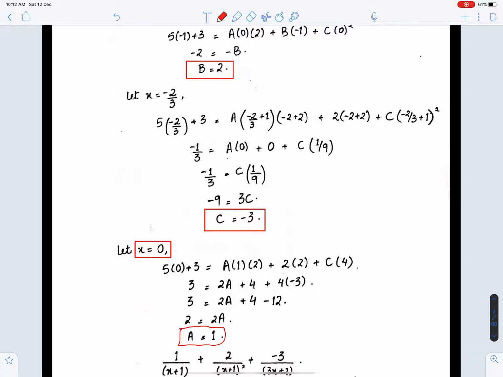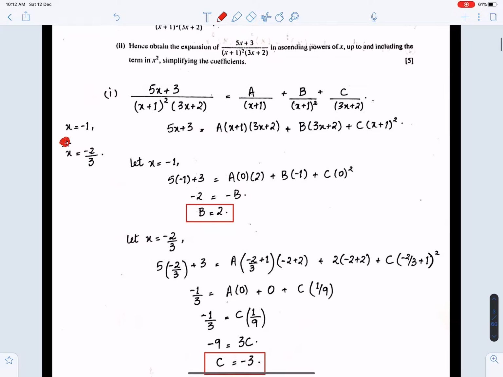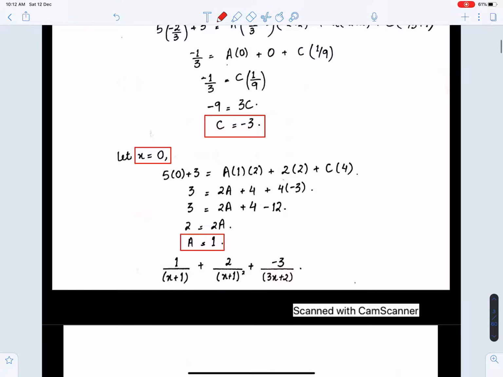After getting all the values of a, b and c, substitute all the values back into this equation, say equation number 1. Substitute all into equation 1. So this is the right partial fraction, the required partial fraction.